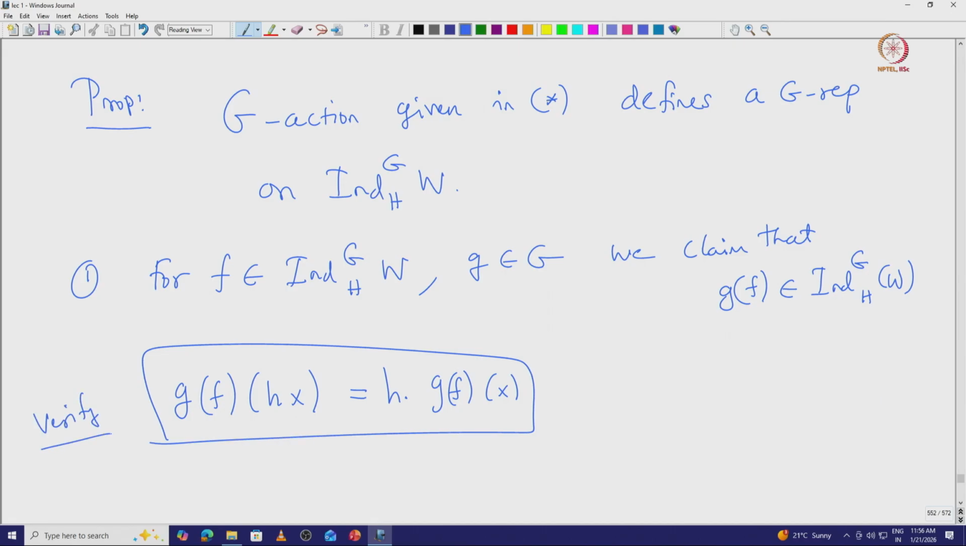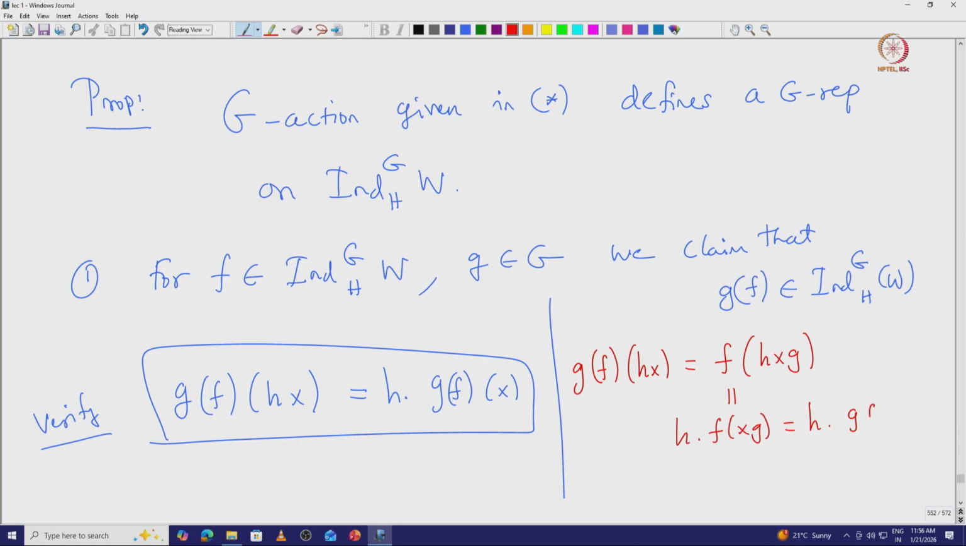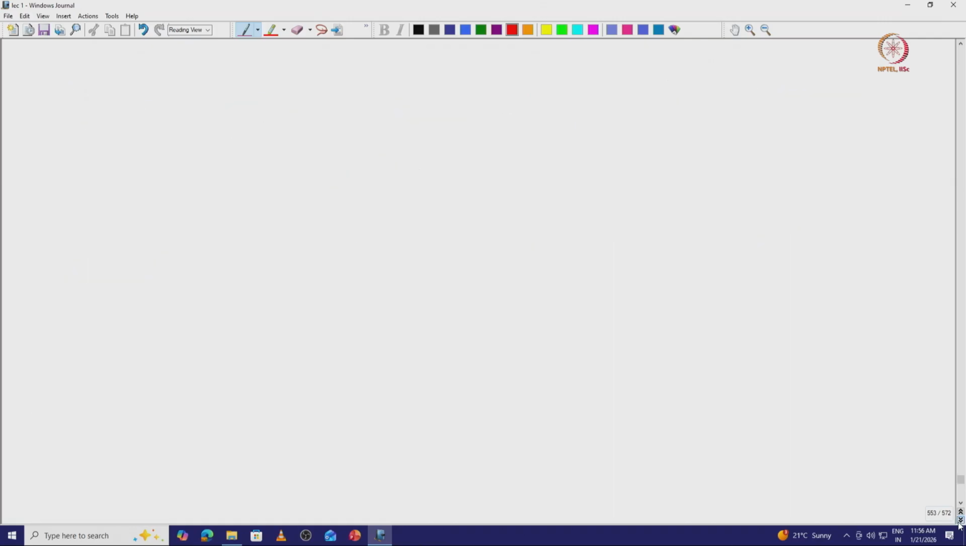So, on the left hand side, g f of h x is going to be, by definition, f of h x g, which is exactly equal to h dot of f of x g, which is exactly equal to h dot of g of f of x. Okay. So, that actually verifies this. So, that means this claim is verified. g of f is again an element of this induced space.